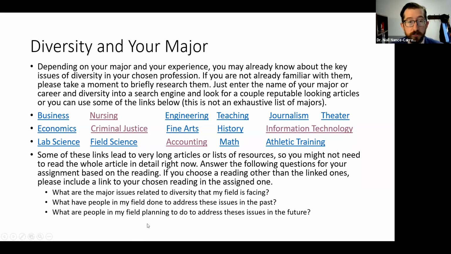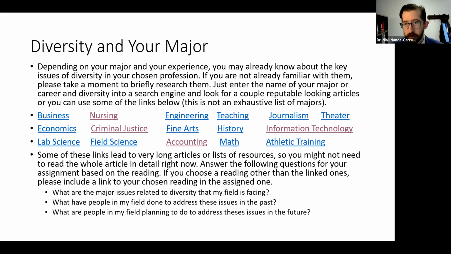So for diversity and your major, this gives them an explanation of what they need to do. Depending on your major, you might already know about this. If not, you're going to click on these links and learn about it. You're expected to click on the link even if you're already familiar with it, because they have to answer some questions about it.